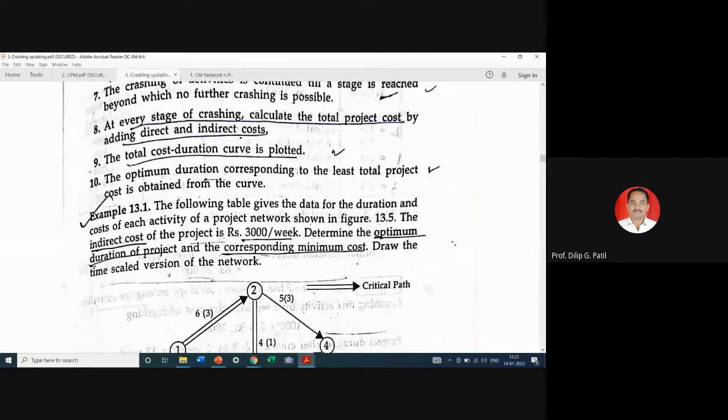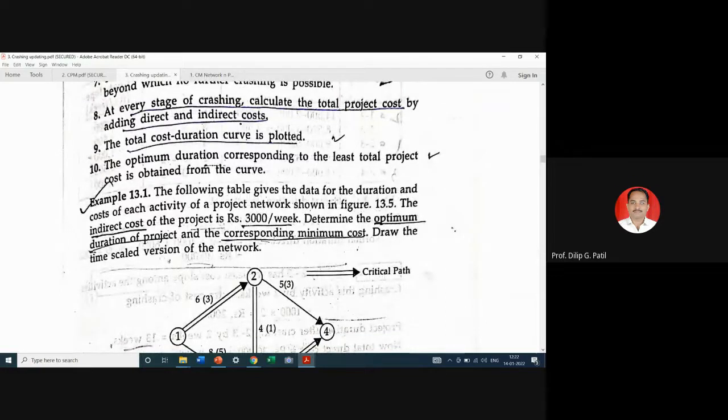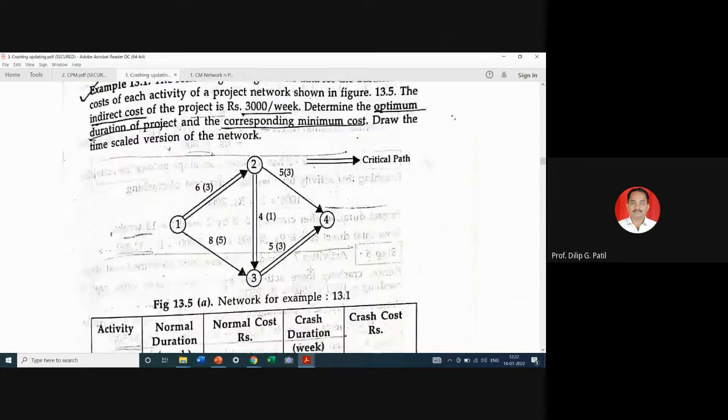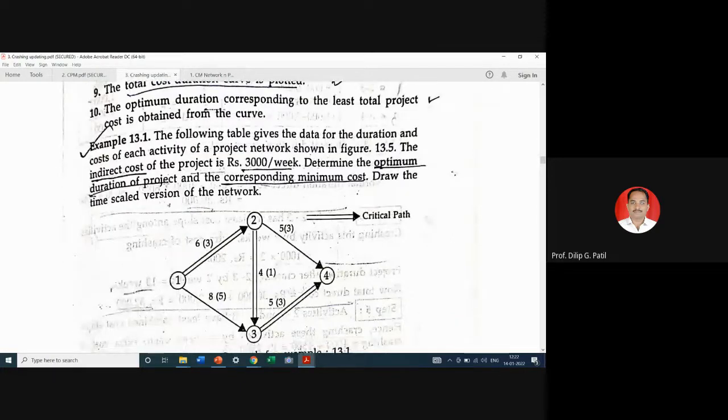So the following table gives the data for the duration and cost of each activity of a project network shown in figure 13.5. This project network is given. The indirect cost of the project is 3,000 per week. So duration is given in weeks. Indirect cost is 3,000 per week. That means as we reduce the project duration, 3,000 rupees per week will be saved. Determine the optimum duration of the project and corresponding minimum cost.